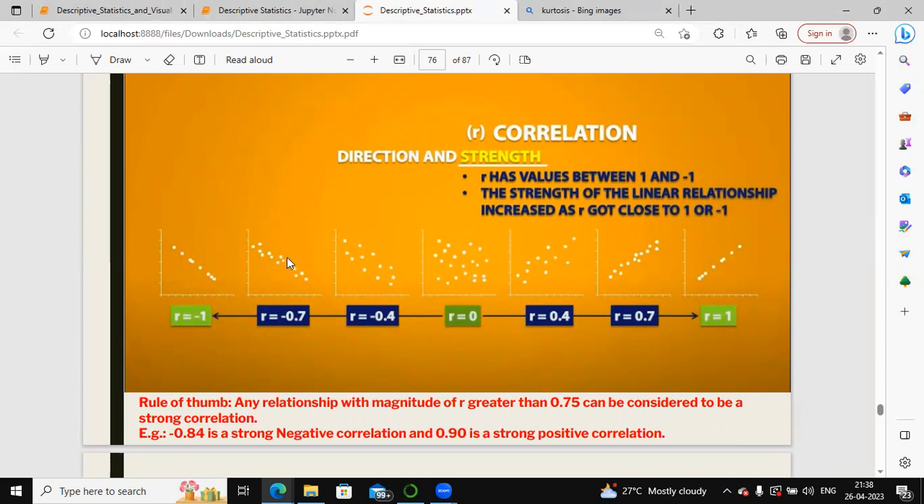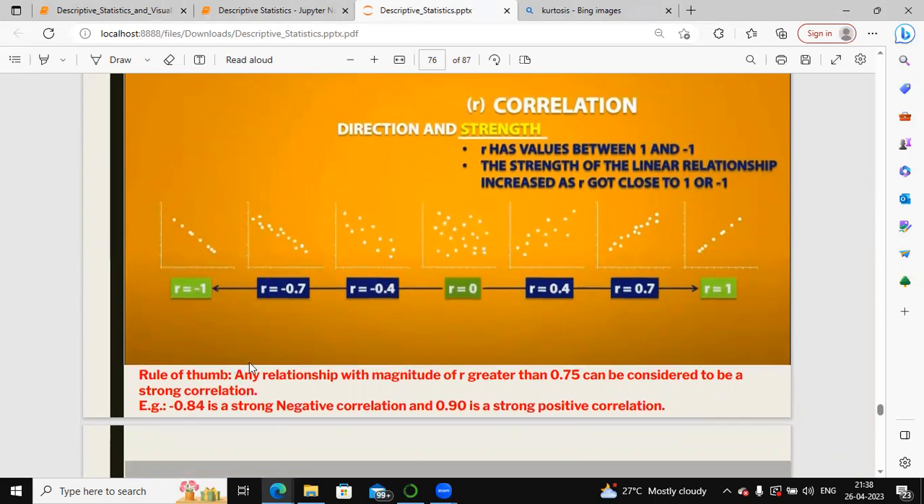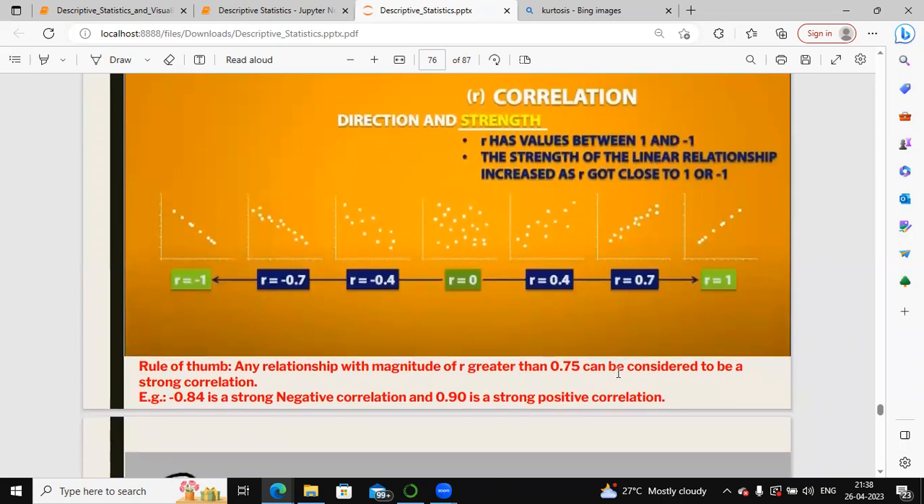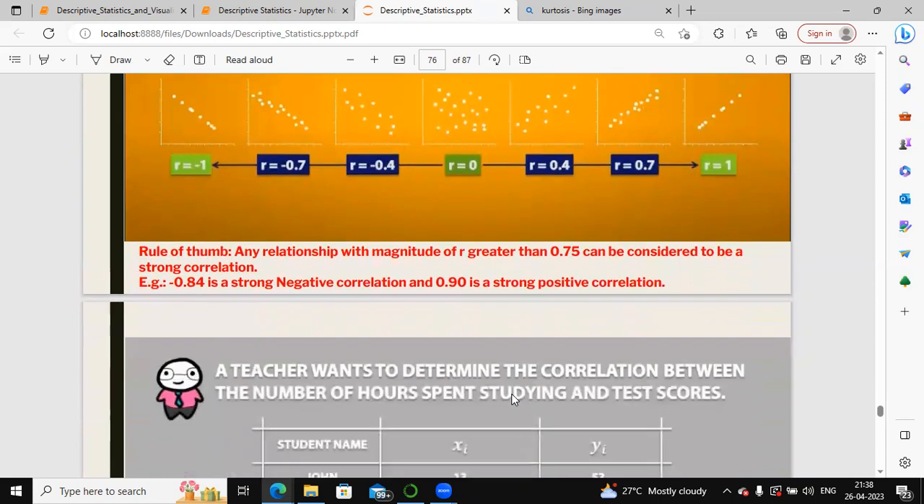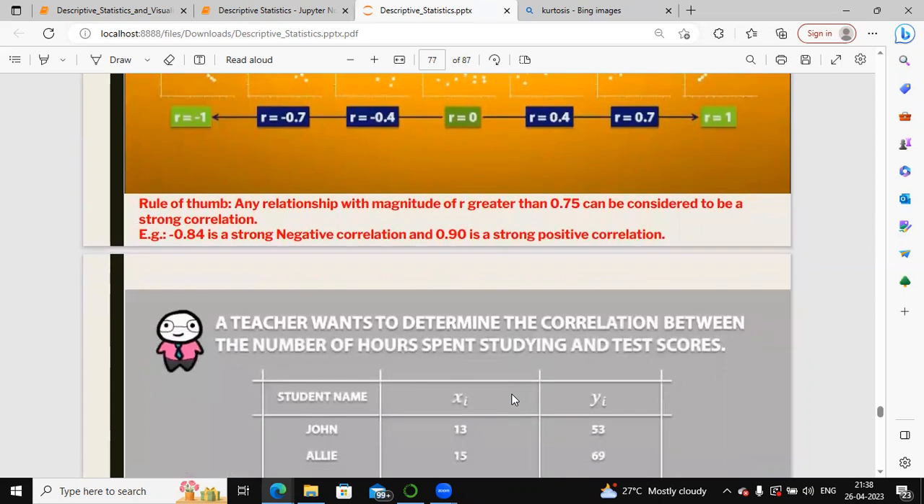And these are somewhat, this is a bit strong correlation, and these are weak correlations, 0.4 and -0.4. And this is also a bit strong correlation. But a rule of thumb is any relationship with a magnitude of R greater than 0.75 can be considered a strong correlation. So -0.84 is a strong negative correlation, 0.90 is a strong positive correlation.